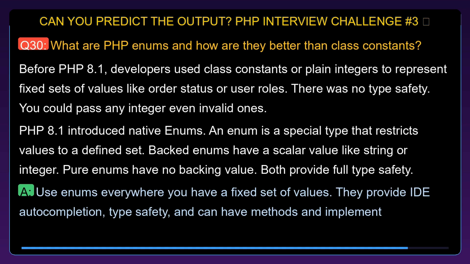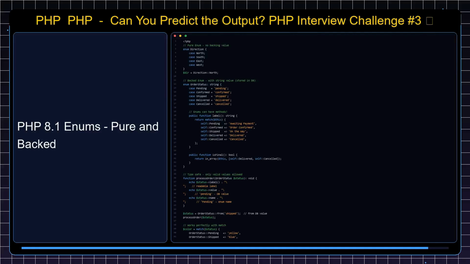PHP 8.1 introduced native enums, and an enum is a special type that restricts values to a defined set. Backed enums have a scalar value like string or integer. Pure enums have no backing value. Both provide full type safety. Use enums everywhere you have a fixed set of values. They provide IDE auto-completion, type safety, and can have methods and implement interfaces. They also work perfectly with match expressions. PHP 8.1 enums, pure and backed.